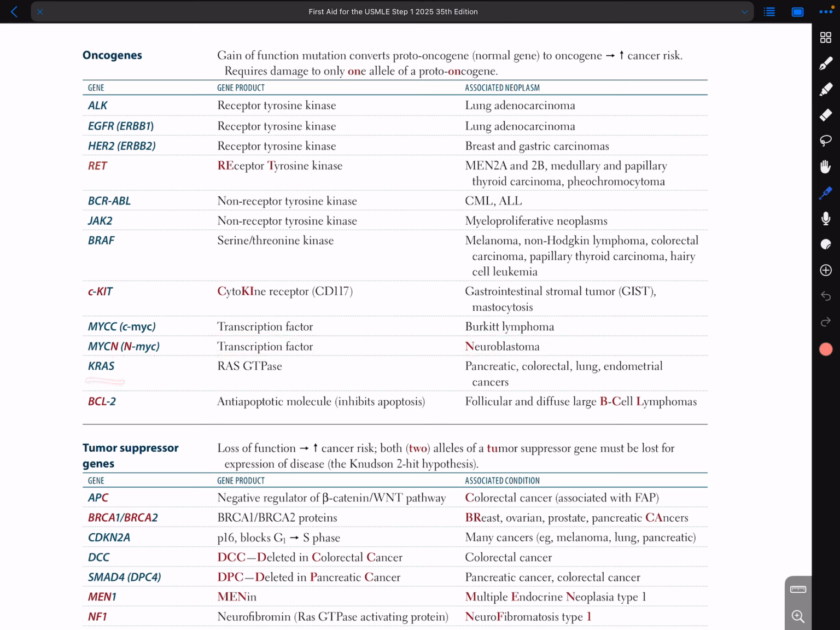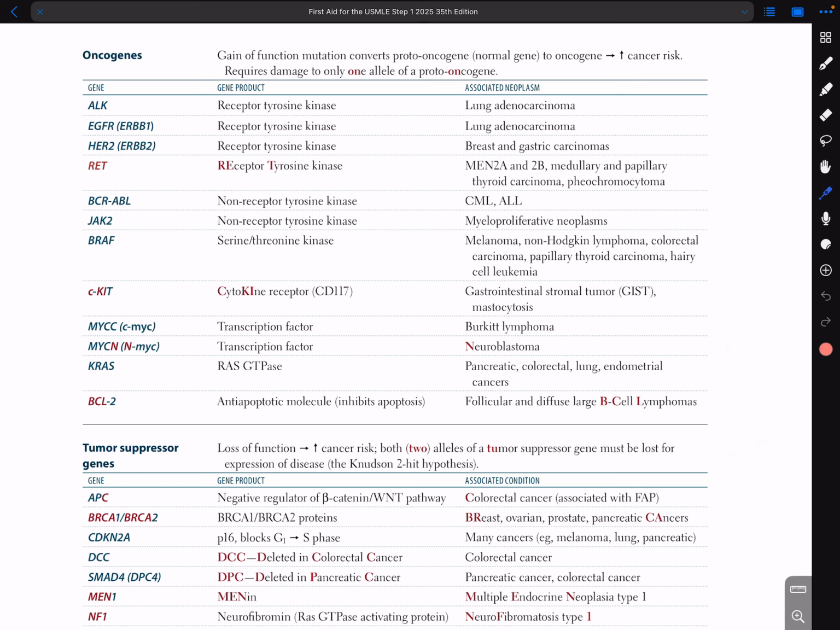Oncogene next is KRAS, and the gene product is RAS GTPase. The associated neoplasm is pancreatic, colorectal, lung, and endometrial cancers.